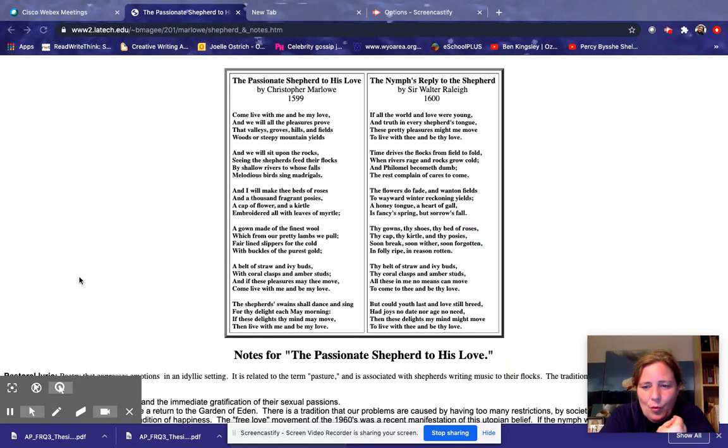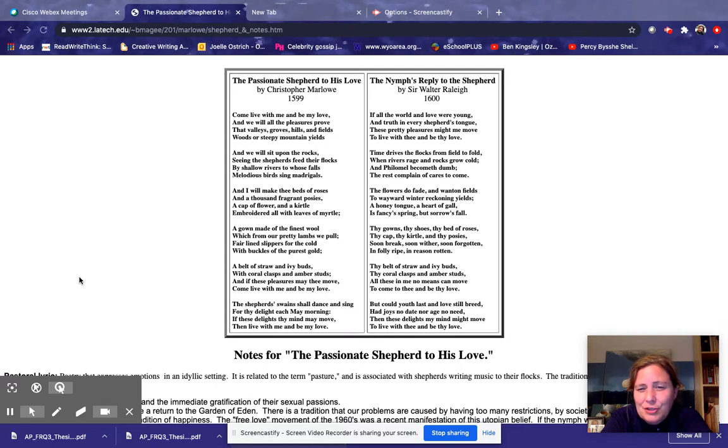And remember, this is in the voice of the woman who has just been promised coral and amber and gold and all this stuff. Okay, so she says, if all the world and love were young, and truth in every shepherd's tongue, these pretty pleasures might me move to live with thee and be thy love. Time drives the flocks from field to fold, when rivers rage and rocks grow cold, and Philomel becometh dumb. The rest complain of cares to come. The flowers do fade in wanton fields, to wayward winter reckoning yields, a honey tongue, a heart of gall, in fancy spring, but sorrow's fall.